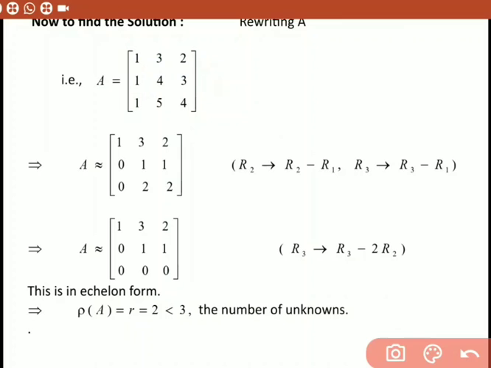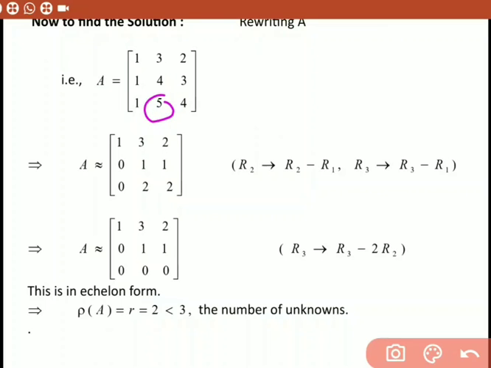Similarly, we are changing R3. R3 changes to R3 minus R1. You have to consider these two rows, R3 and R1, and again subtract the corresponding elements. 1 minus 1 is 0. Then the next element is R3 minus R1.